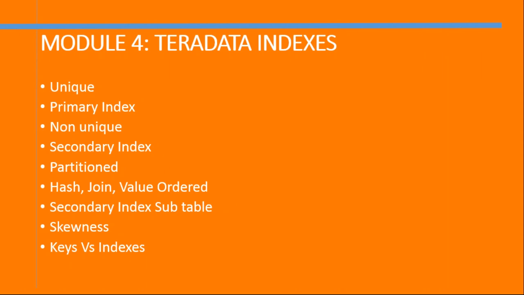So there are different kinds of indexes: unique primary index, non-unique primary index, and secondary index. And partition is somewhat different from the indexes. Those are basically for fast retrieval and an access mechanism which improves performance. There are also some other indexes which are logically built, like hash join and value ordered indexes. And we are also going to deep dive into secondary index subtable and skewness, and keys versus indexes.